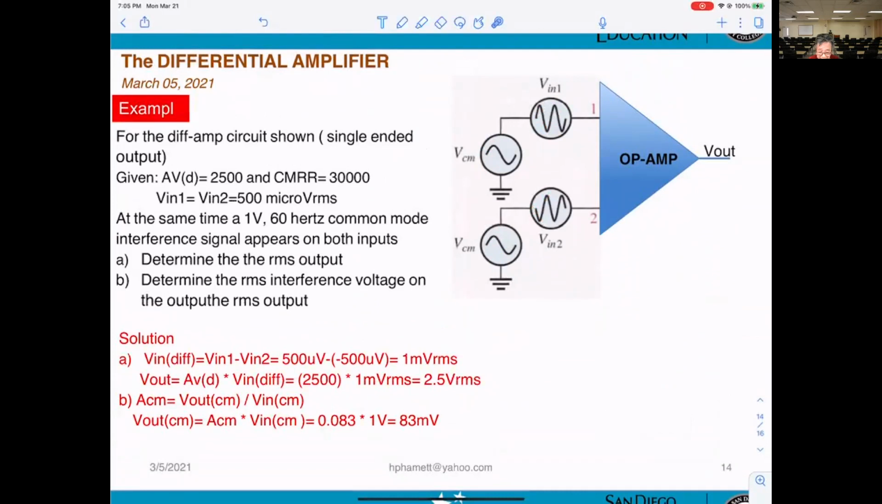When you apply input to 1 and input to 2, they must be opposite. This goes up, this goes down. Otherwise, they are considered to be noise. That is very important. Both inputs here must be opposite for the differential amplifier.